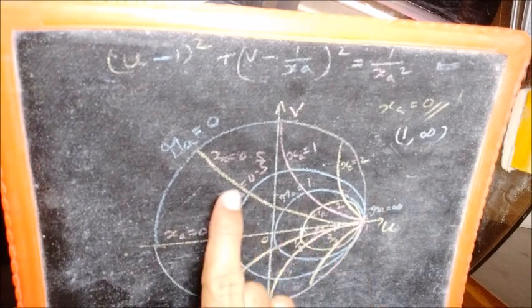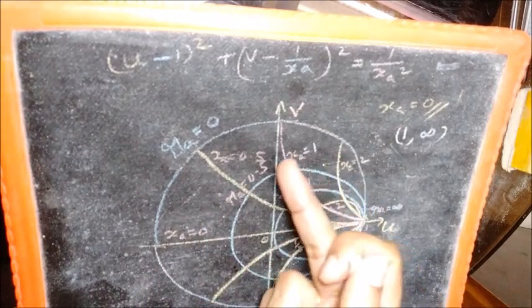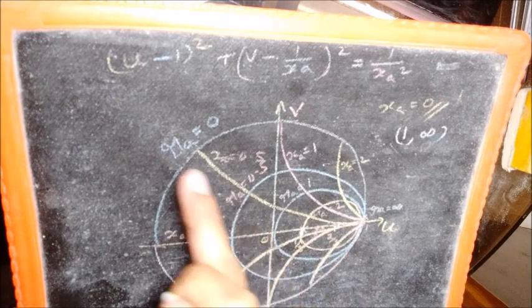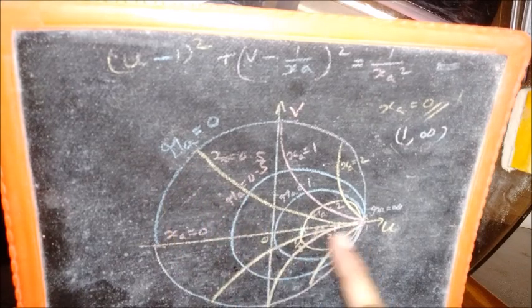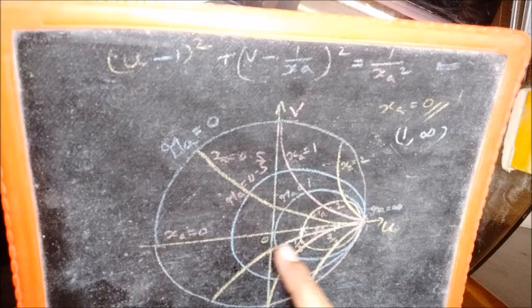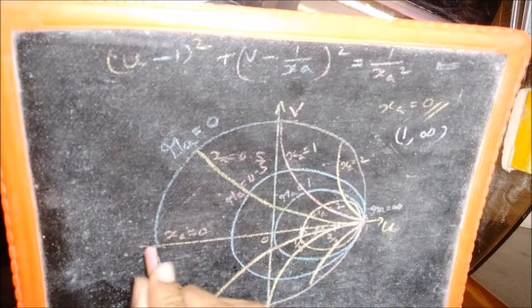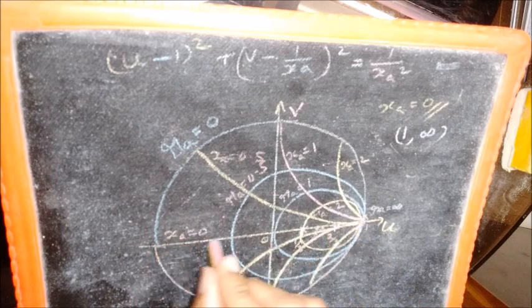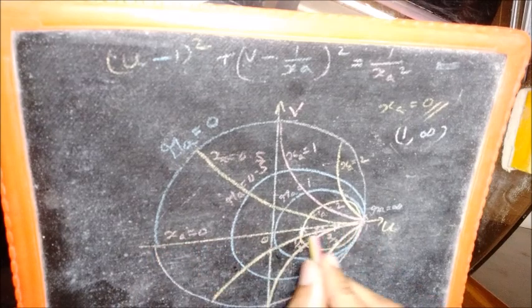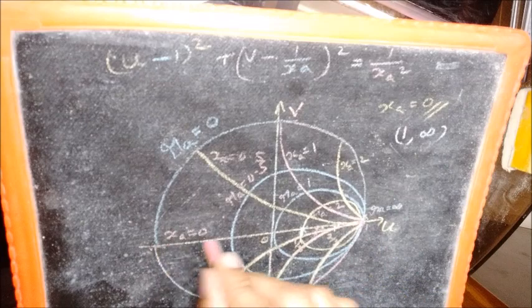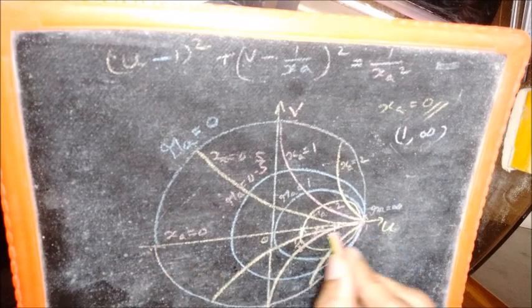So you can see that as XA becomes smaller and smaller, the circle tends to have larger and larger radius, and in the limit it will naturally come and touch this. So XA equal to 0 is this, and hence this horizontal line represents a load, or an impedance, which is purely resistive.